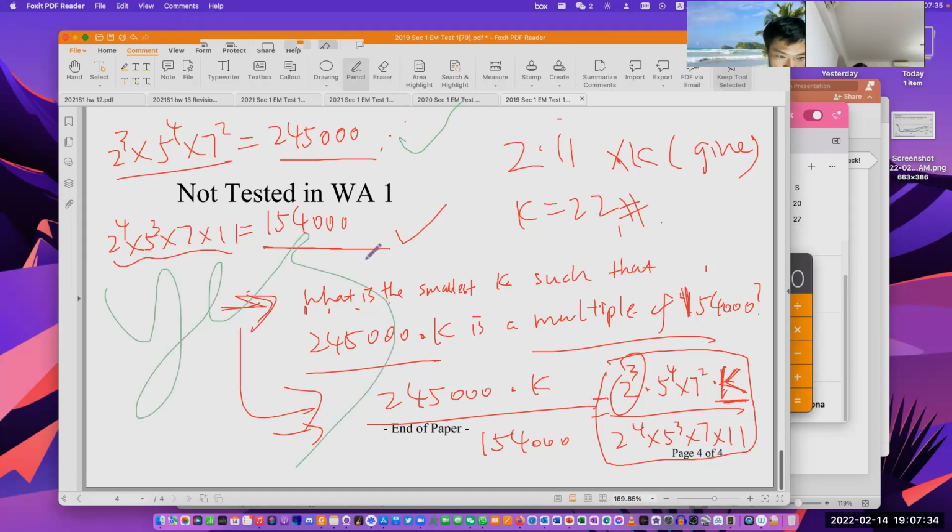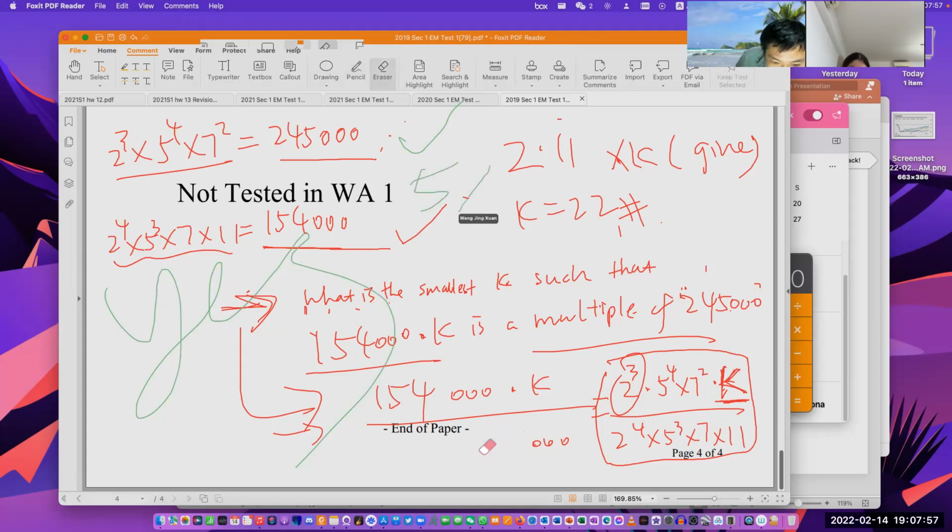What if I switch? Let's say I do a switch. Instead of this, it is 154000k. It's a multiple of 245,000. So you switch, you also switch. So instead of this, you put the 154 above, and you put the 245 below.